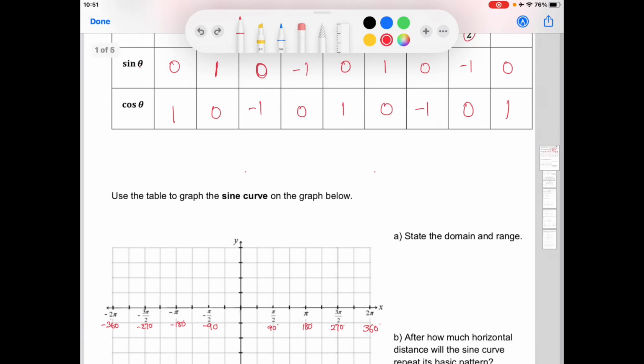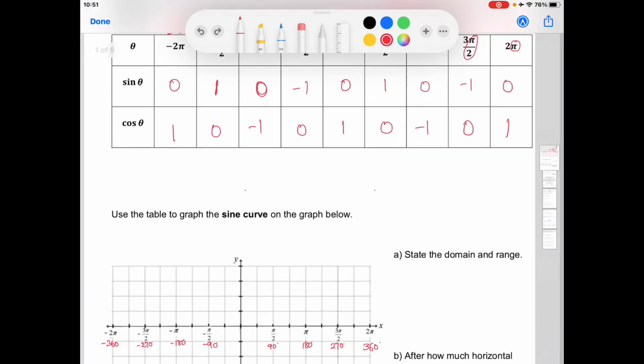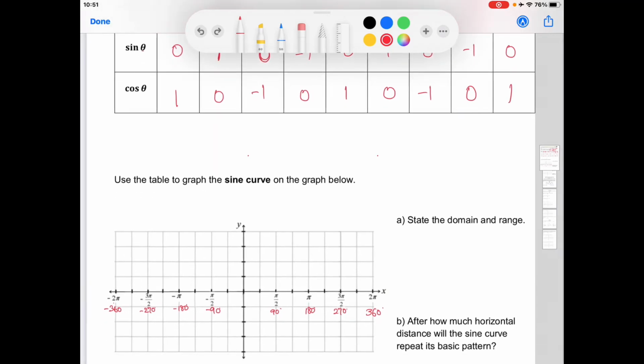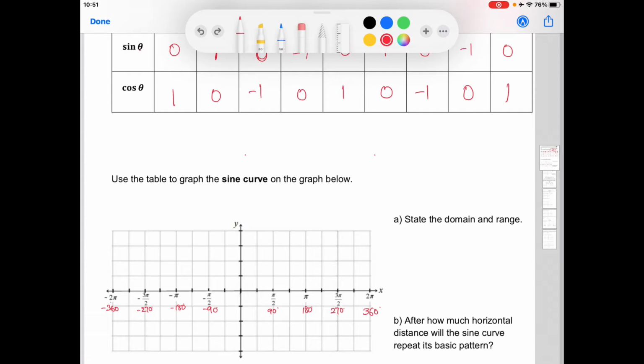Moreover, I also wanted to talk about, look at all your sine values. Your sine and cosine values are between -1 and 1. Basically saying that your range of sine would be between 1 and -1, and same is for cosine. Your range of sine and cosine will be 1 and -1. So we'll talk about that in this question. So first let's use the table and graph it.